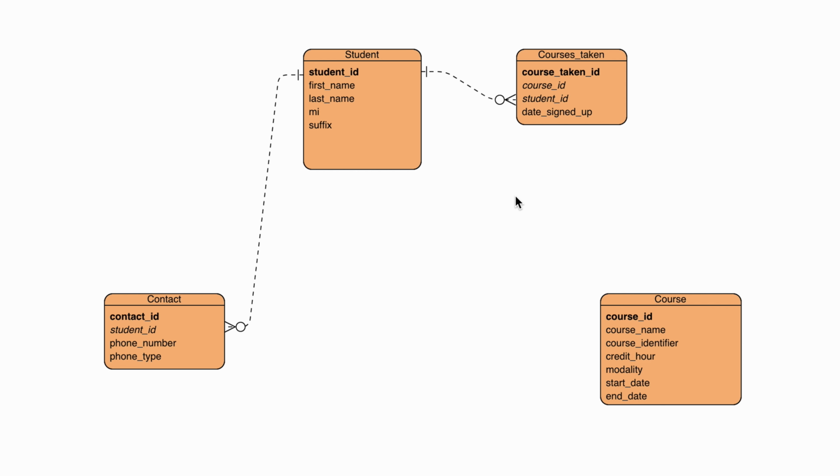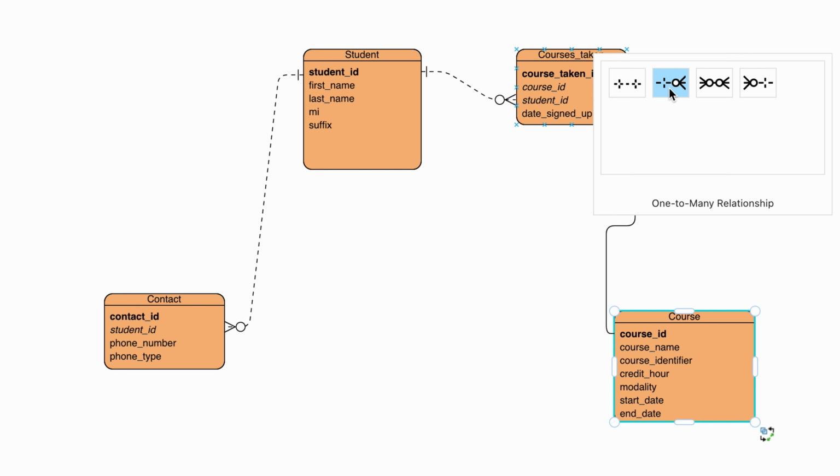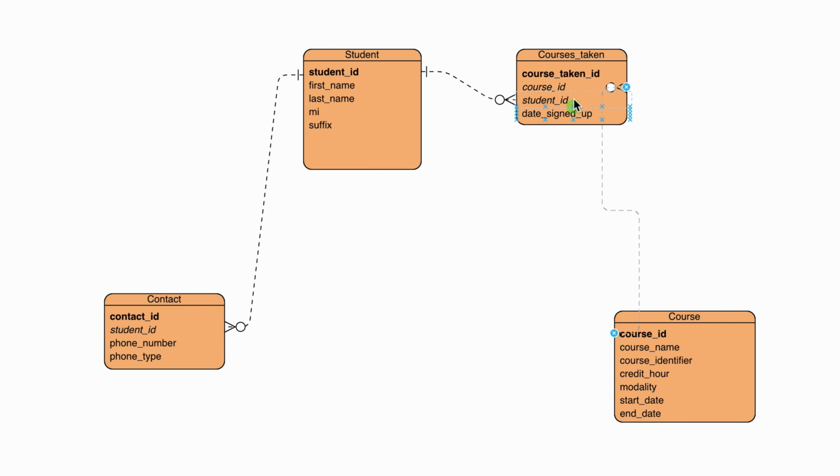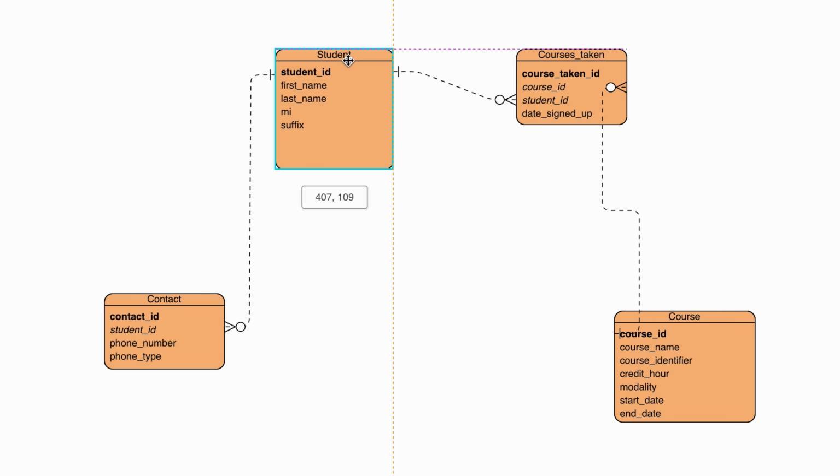Similarly, a course could have many courses taken. We'll model this by dragging the entity up to the course ID. Let's organize these a little bit.